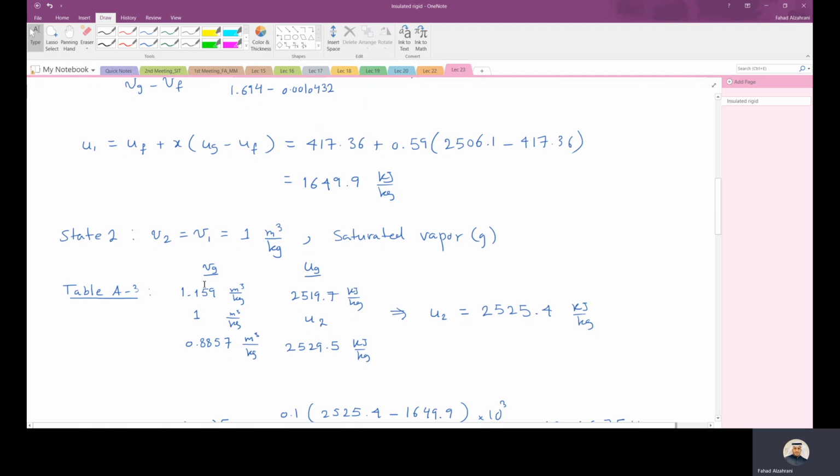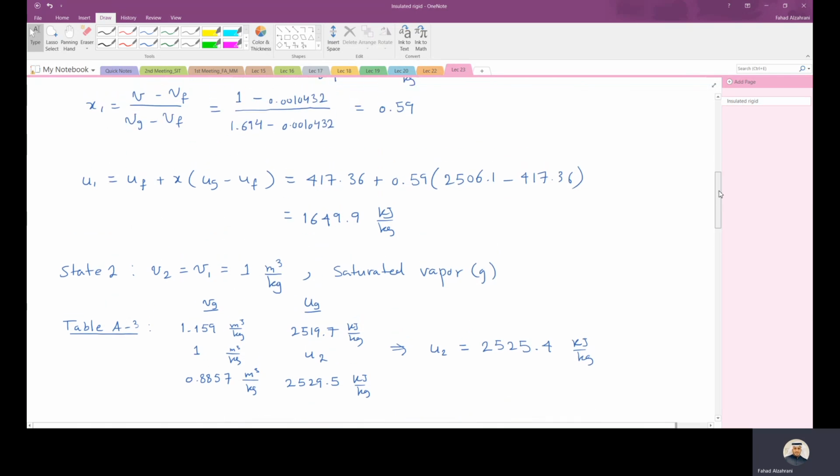I get to the VG table in table A3, and for example, I can pick A2 or A3, it's going to be the same thing. So I reach this point. I found that I need to do interpolation because I have two values, 1.159 and 0.8857, so it's in between. So I do interpolation in order to find UG, or U2 in this case, for the second state. I find U2 by interpolation to be 25.4 kilojoule per kilogram.